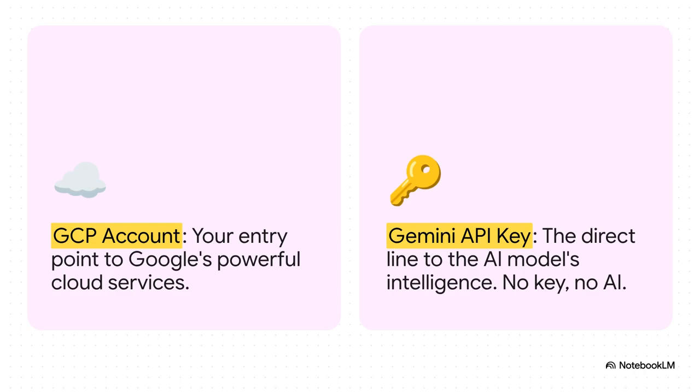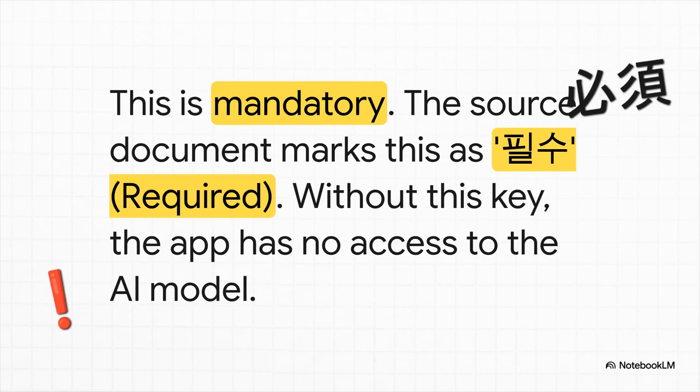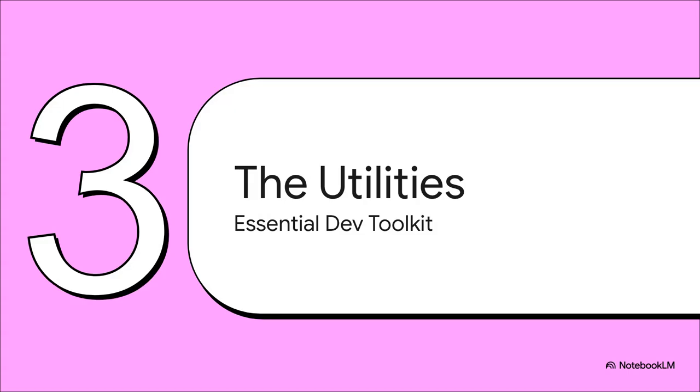But just getting in the front door isn't enough, right? You need the specific key to the room you want to get into. And that key is everything. That key is the Gemini API key. As the slide says in no uncertain terms, this is required. The original workshop document literally marks it 필수, which means required or mandatory. This is not a suggestion, folks. The API key is the direct live wire to the AI's brain. Without it, your app is just a normal app. No intelligence, no magic.